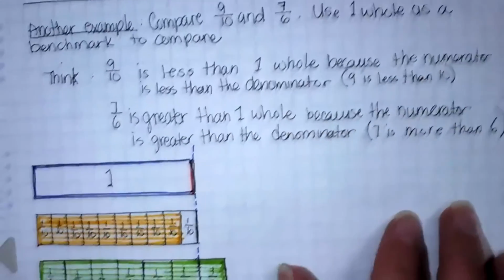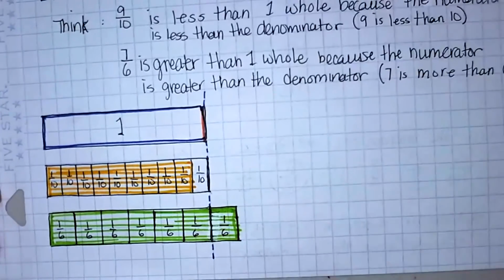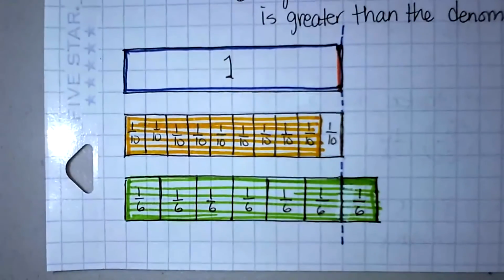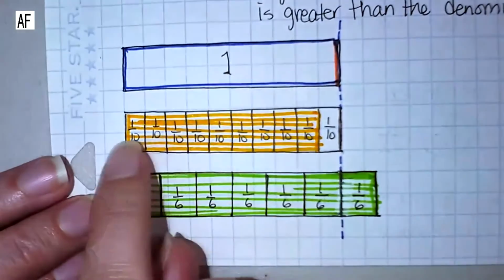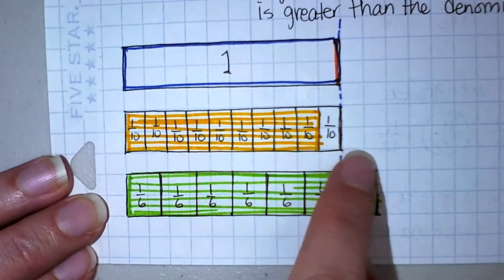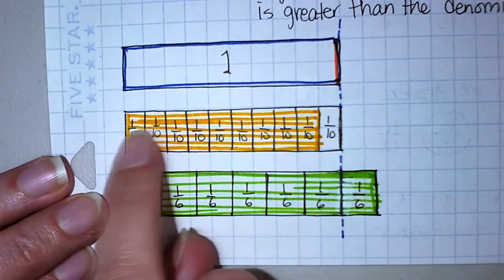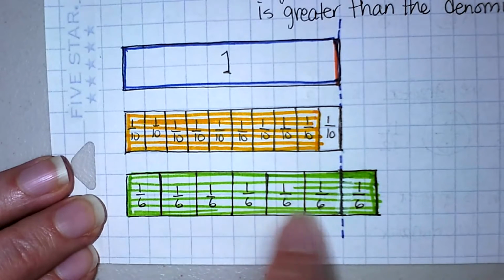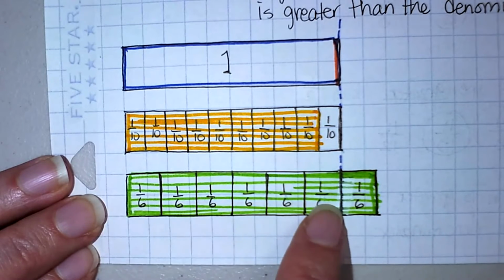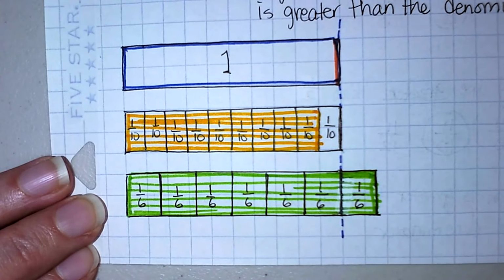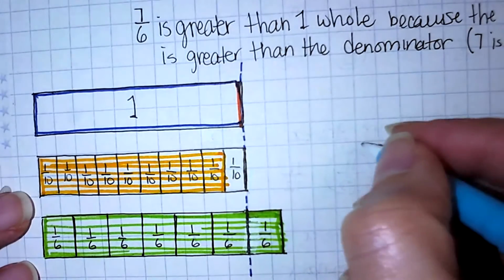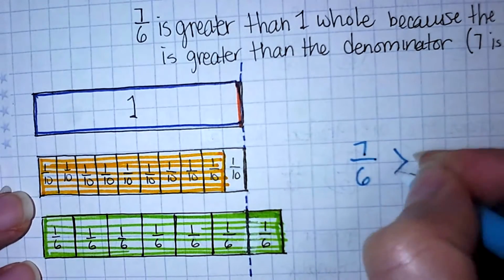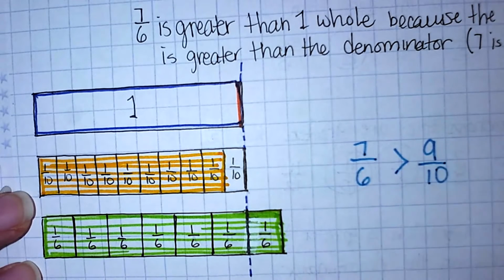Now, if I want to draw it out using benchmark fractions or using a fraction strip, I drew out my one whole over here on top. I drew out 9/10, so my one whole broken up into 10 parts, and I colored in 9 of the parts. And then I drew out 7/6. So there's my 6/6 that makes the one whole plus the one extra 6 on the side. Now just by looking at this, it's very easy for us to see that 7/6 is greater than 9/10.